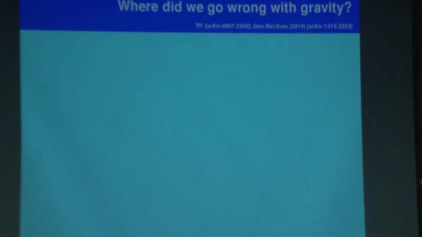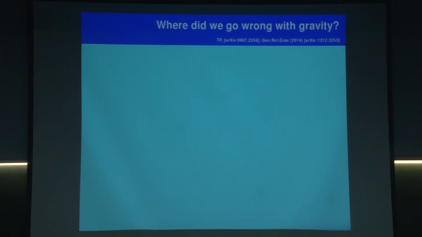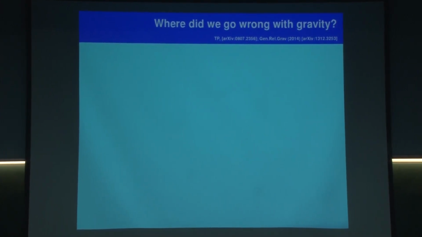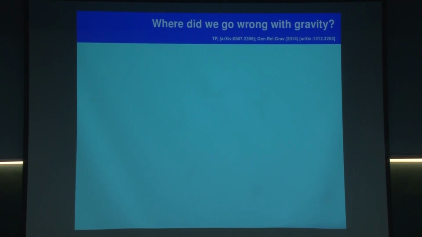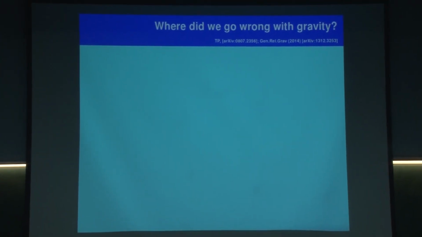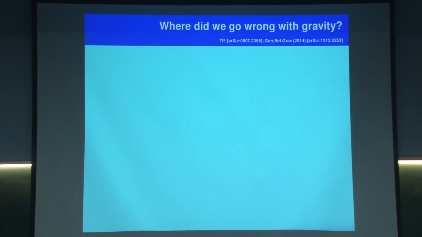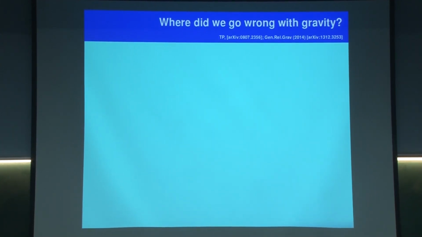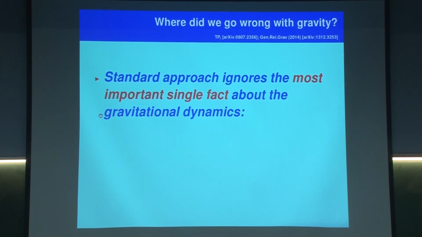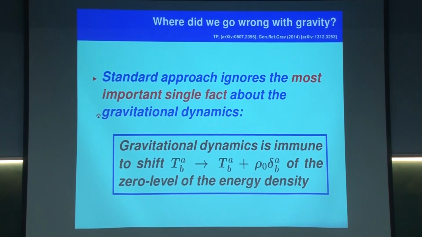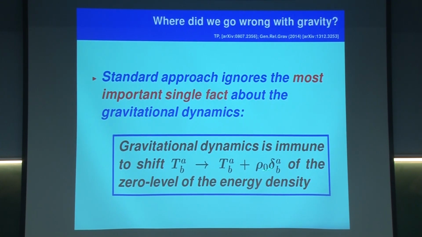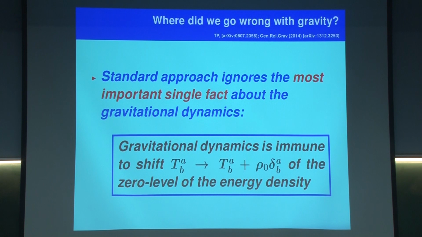So now I want to shift the gears and say that I have said there is a problem with the cosmological constant, which is namely that when you add a constant, gravity does not respect that symmetry. So the problem is not with the cosmological constant at all. We haven't understood the problem. The problem has to do with gravity. We are doing gravity completely the wrong way around. And where we went wrong with gravity is that we ignored the most important single fact about gravitational dynamics, namely that we want it to be immune to this shift at the zero level of the energy.